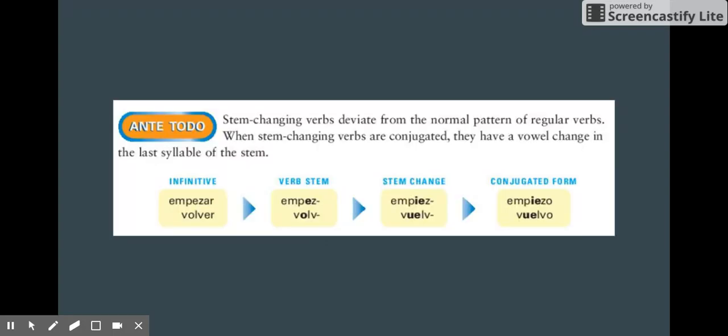So the general idea of stem-changing verbs is that they have the same regular verb endings as AR, ER, and IR verbs, but there's a spelling change within the first part of the word. So you can see here the ending O is just a regular ending for AR verbs or ER verbs, but there's a change in the first part of it. In this case, E to IE, or in this one, O to UE.